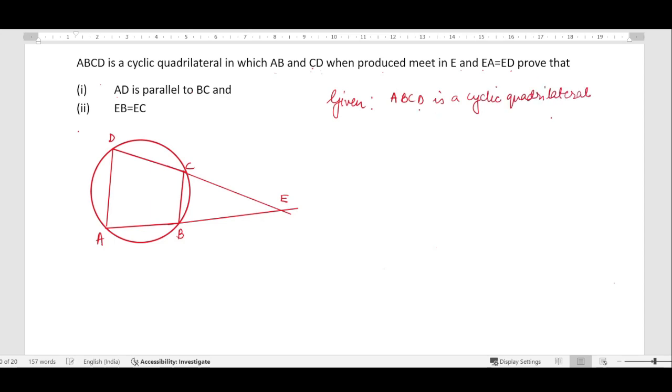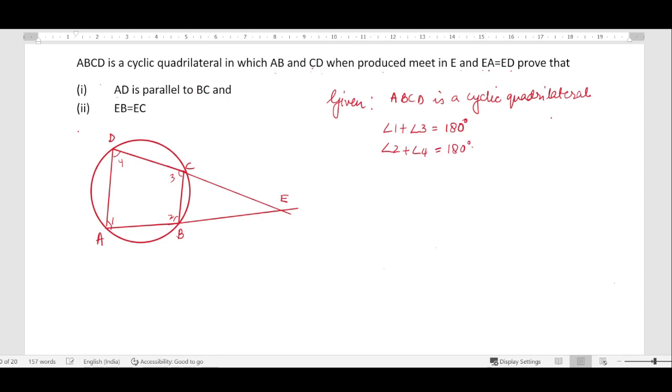ठीक है. अब cyclic quadrilateral है तो इसकी condition क्या होती है कि opposite angles are supplementary. So let these angles be angle 1, 2, 3, 4. तो cyclic quadrilateral की condition से angle 1 plus angle 3 equal to 180 degrees और angle 2 plus angle 4 is also equal to 180 degrees.